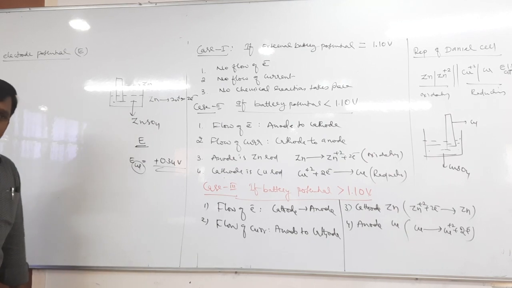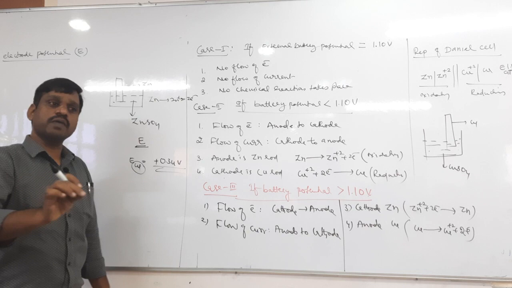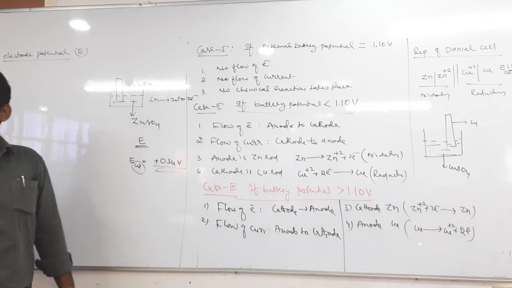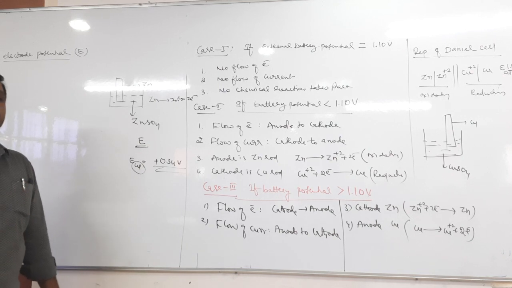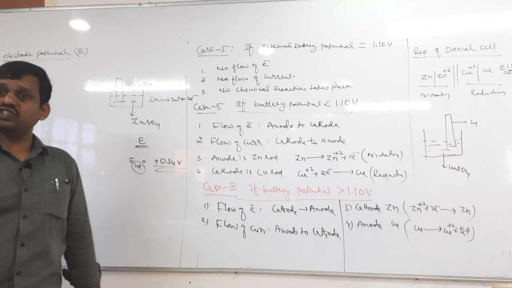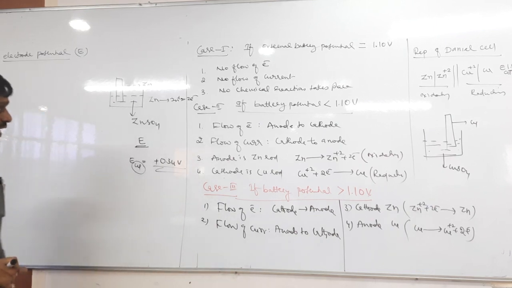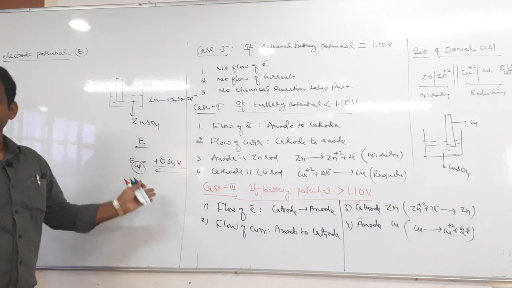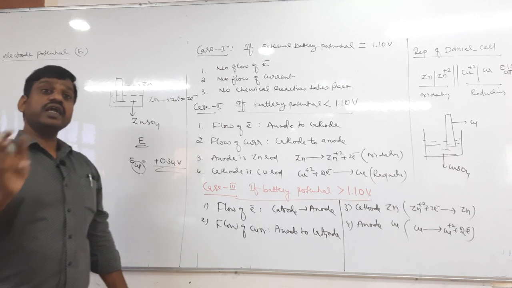For example, the question is like this: the electrode potential of 1 gram copper is equal to plus 0.34 volt. What is the electrode potential of a 10 gram copper electrode? It will be the same. When mass changes, electrode potential does not change. It is denoted by E. Next is standard electrode potential.